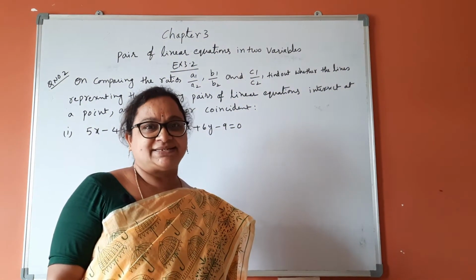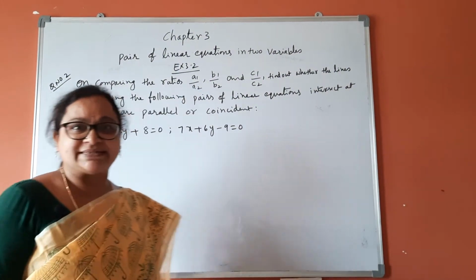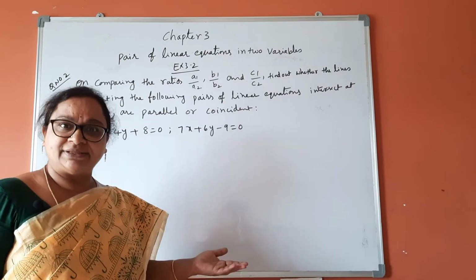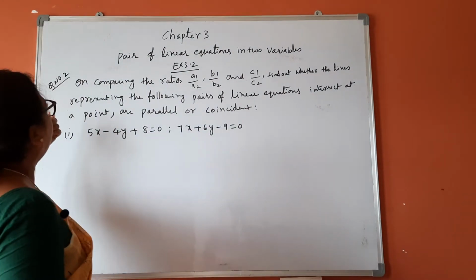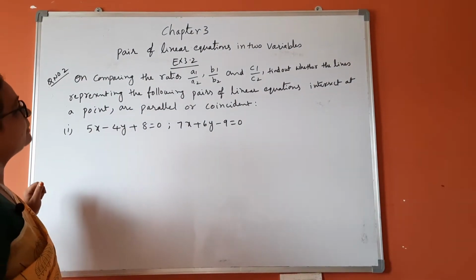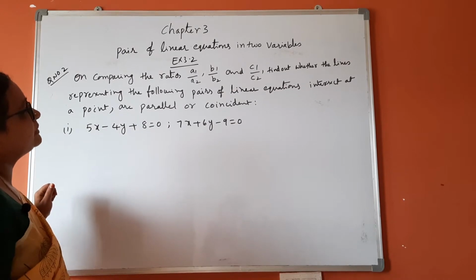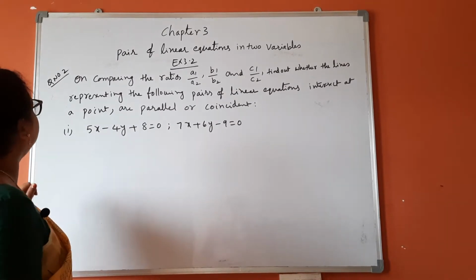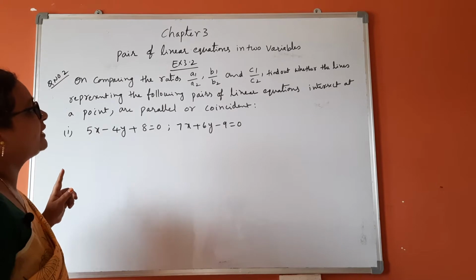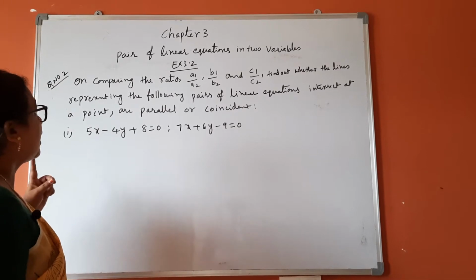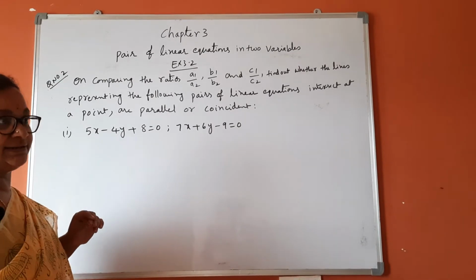In the previous class, we finished the first sum of exercise 3.2. Let's continue with the second sum. On comparing the ratios A1 by A2, B1 by B2 and C1 by C2, find out whether the lines representing the following pairs of linear equations intersect at a point, are parallel or coincident.